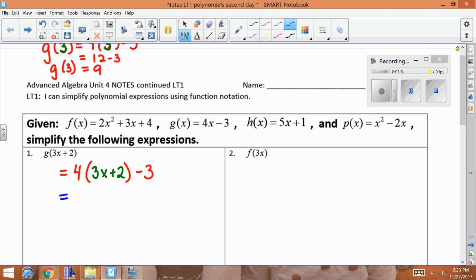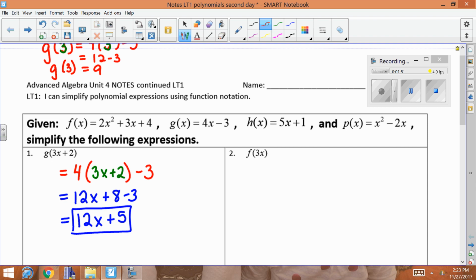Now we're not going to get just an actual numerical answer on this one. We're going to get an expression from it, and that's okay. So we distribute and get 12x plus the 8 minus the 3, and then simplify, combine like terms, we get 12x plus 5. And this is g of 3x plus 2.